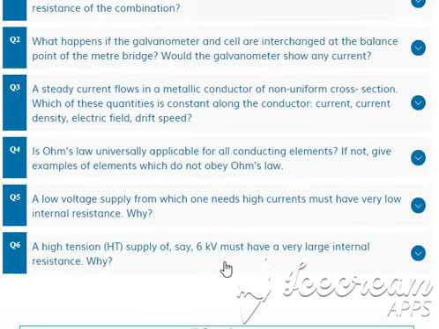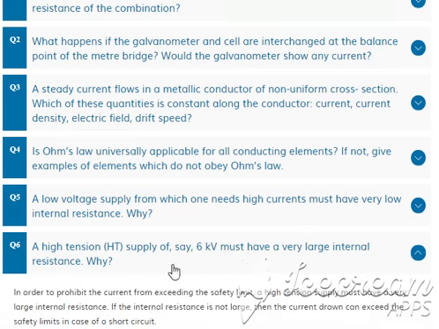Next is, a high tension supply, say 6 kilovolt, must have a very large internal resistance. Why? In order to prohibit the current from exceeding the safety limit, a high tension supply must have a very large internal resistance. If the internal resistance is not large, then the current drawn can exceed safety limits in case of a short circuit. So large internal resistance limits the value of electric current flowing through the wire, so that it does not lead to any short circuit. So that's why a 6 kilovolt high tension supply must have a large internal resistance.